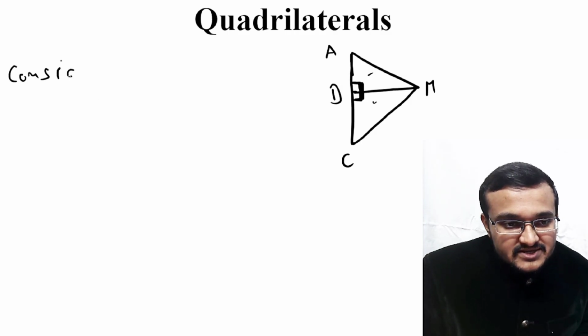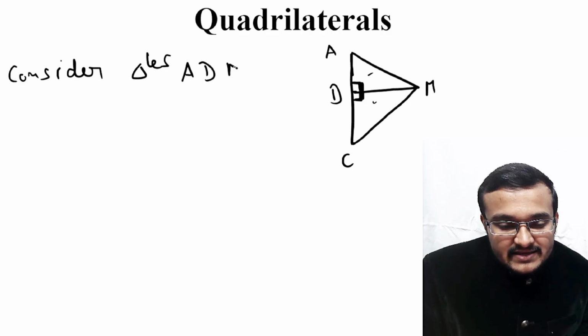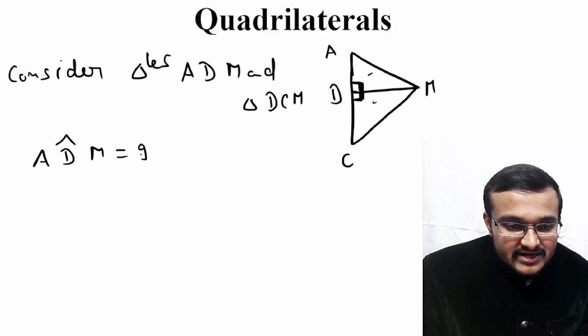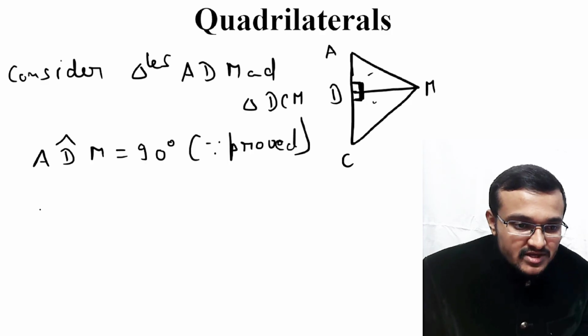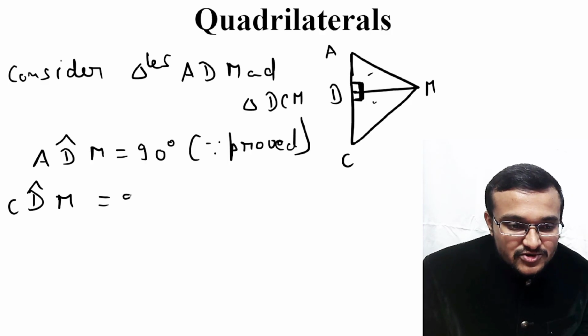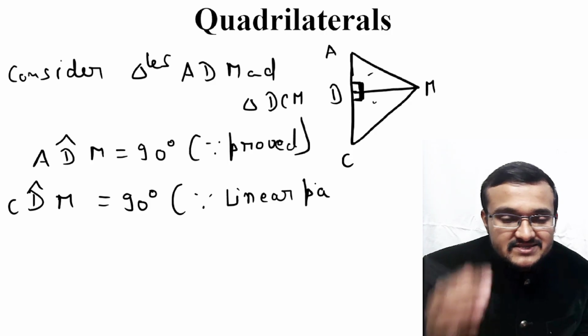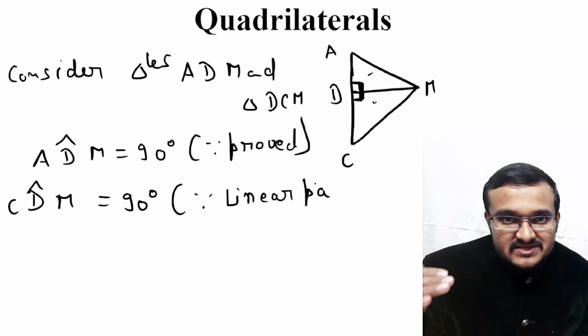So consider triangles ADM and triangle DCM. In these two triangles, we already know ADM is equal to 90 degree. This we have already proved. And here CDM is also equal to 90 degree. This is because of linear pair, because here AC is a straight line and DM is a straight line.